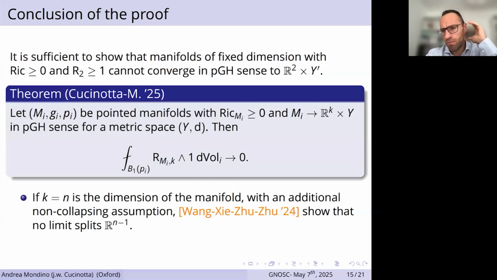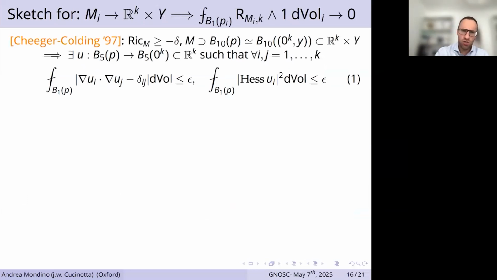Okay, so now let me give you an idea, a very sketchy idea why this theorem should be true. So a sketch of why, if you have a sequence of manifolds Mi, which have non-negative Ricci, and sum of the smallest k eigenvalues of the Ricci bigger or equal than 1, they converge to something that splits off k Euclidean factors. Then we want to show that the average integral of the sum of the smallest eigenvalues of the Ricci truncated by 1 converges to 0.